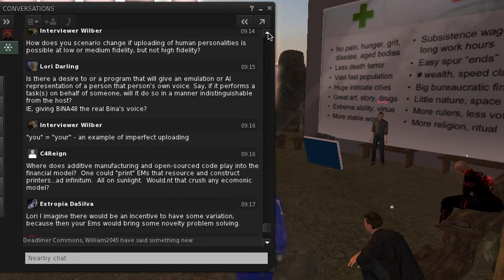All right, so now we're back on the main line of the questions here. And now we're down to C4 Rain, who asks, where does additive manufacturing and open source code play into the financial model? One could print them that resource and construct printers out of an item all on sunlight. Wouldn't that crush any economic model?